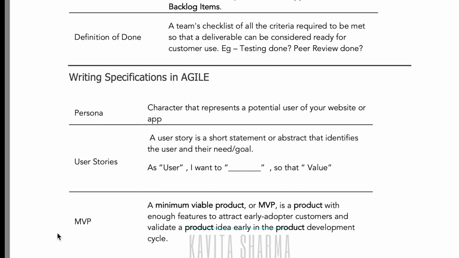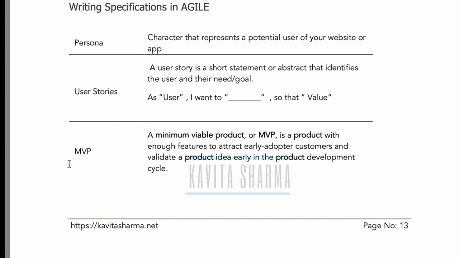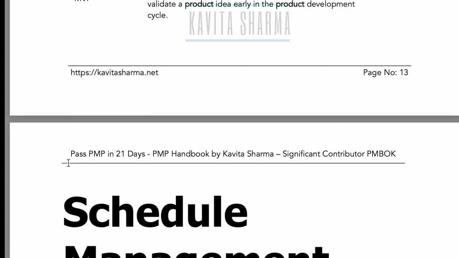You guys also did how to write stories. What is the format of writing a story? So we discussed that. This is for you, for your reference. We also discussed MVP, minimum viable product. You have video for it.